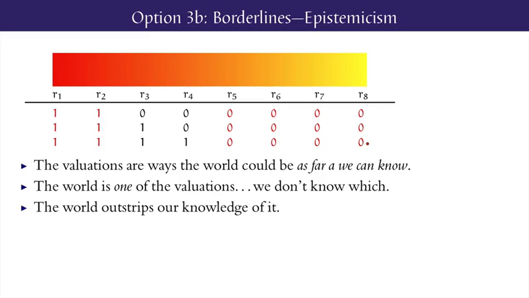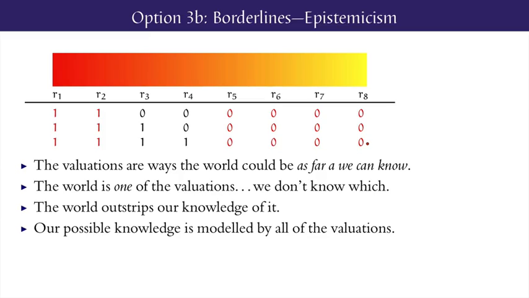The valuations model our knowledge and ignorance by showing the different places the borderline could be given all of the information that we have. So on this picture, statements are either knowable, if they're always true in all of these different ways things could go as far as our knowledge can see, or refutable, if they're always false in all of these ways that the world could go, or they're undecidable, if our possible knowledge doesn't contain the information required to decide the matter.